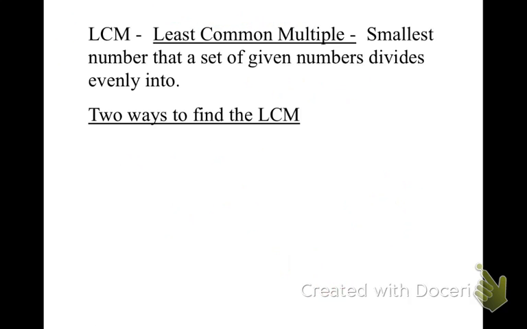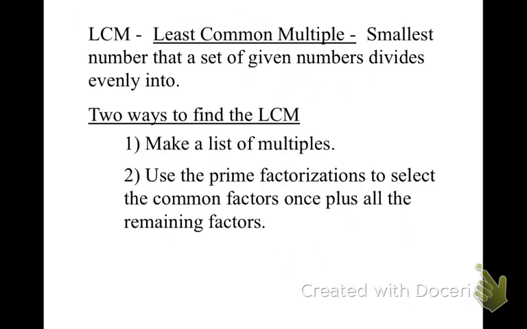Now there are two ways to find the LCM. The first way is you can make a list of all the different multiples, or another way is the prime factorization. We find all the common factors plus all the remaining factors. So make sure that you have the two ways that we can find our LCM. It's up to you which way you prefer.